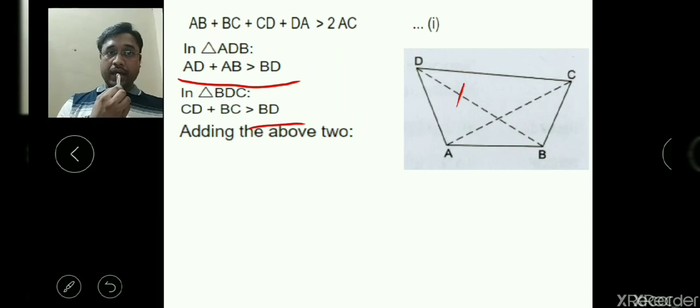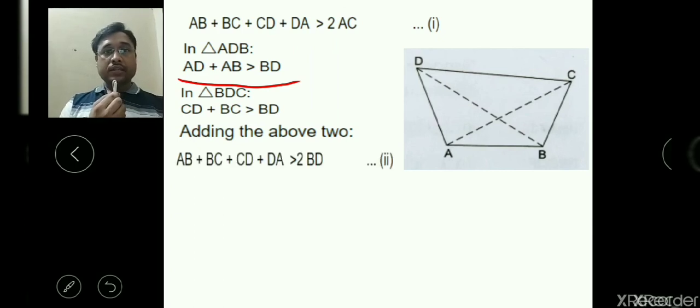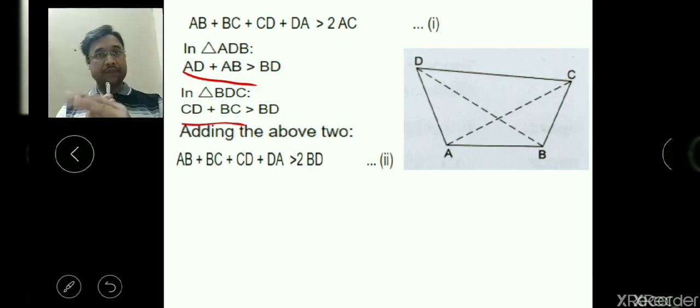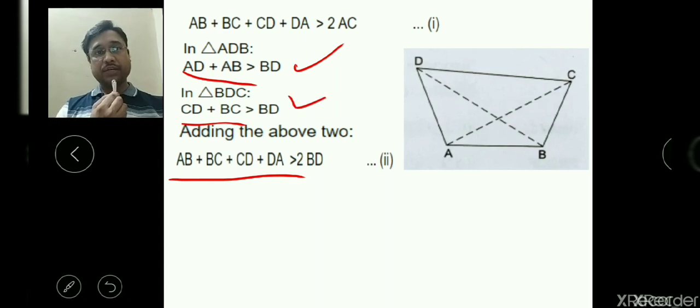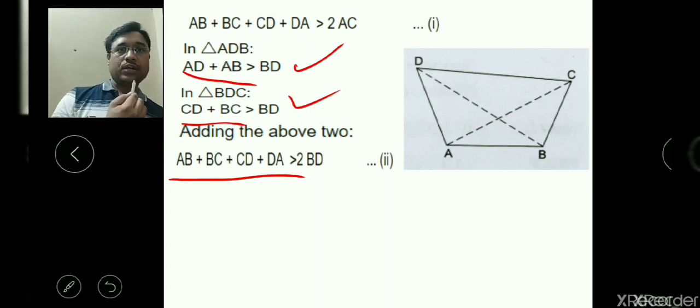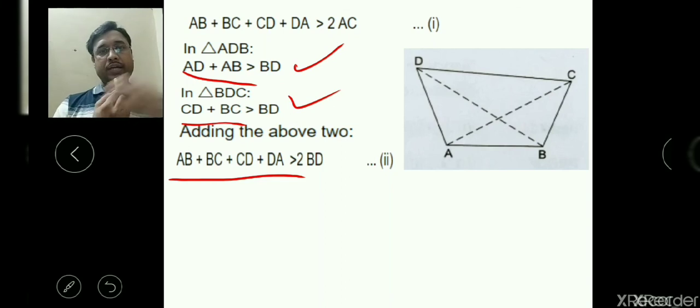Then adding the above two equations, on the left side you will add AD plus AB and CD plus BC. So the result is AB plus BC plus CD plus DA is greater than, on the right side, BD plus BD. Just as we add equations, similarly you can add inequalities also. So BD plus BD, 2BD, we have got here.